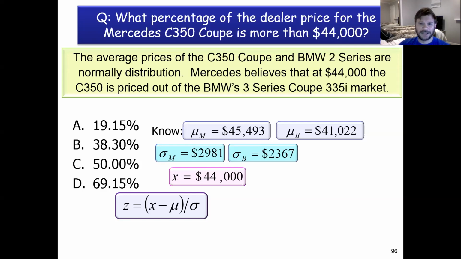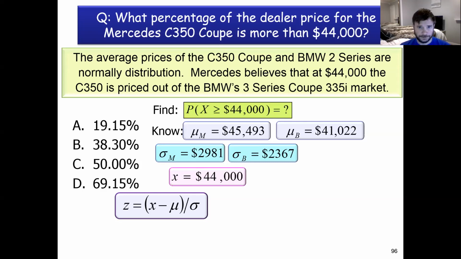Okay, so we're being asked, what is the probability X is greater than $44,000? And they're asking us to use specifically the Mercedes C350 Coupe distribution. I know there's a lot of information given here. We have two different distributions, and we're being asked about the Mercedes distribution. So in order to solve this problem, we're going to do the same thing. Note this is an upper tail problem. We're being asked the probability X is greater than something. So we're in the upper tail case.